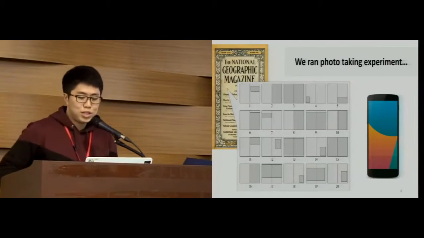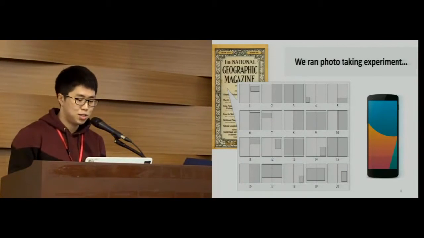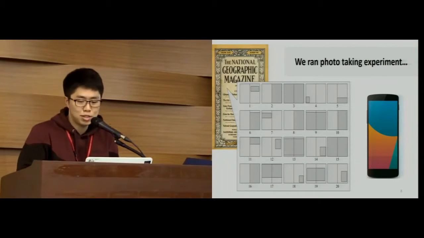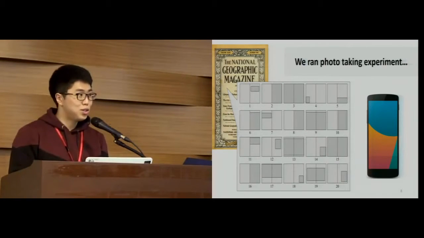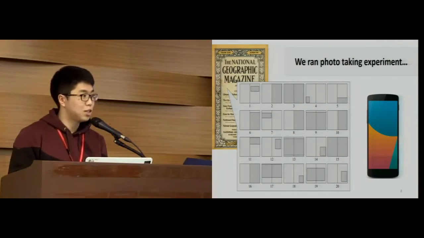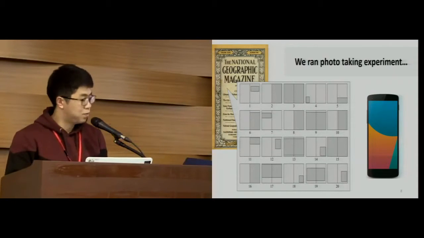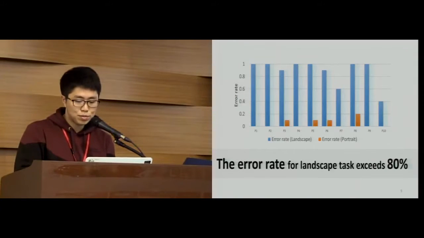An experiment with 10 people was conducted to understand the severity of the problem and find a solution using built-in sensors. So we prepared a National Geographic magazine. We marked 20 parts using sticky notes and let the users capture the marked area as they usually do in real life using a smartphone camera. We also collected accelerometer and gyroscope data. We used a Nexus 5 as the standard Android device.